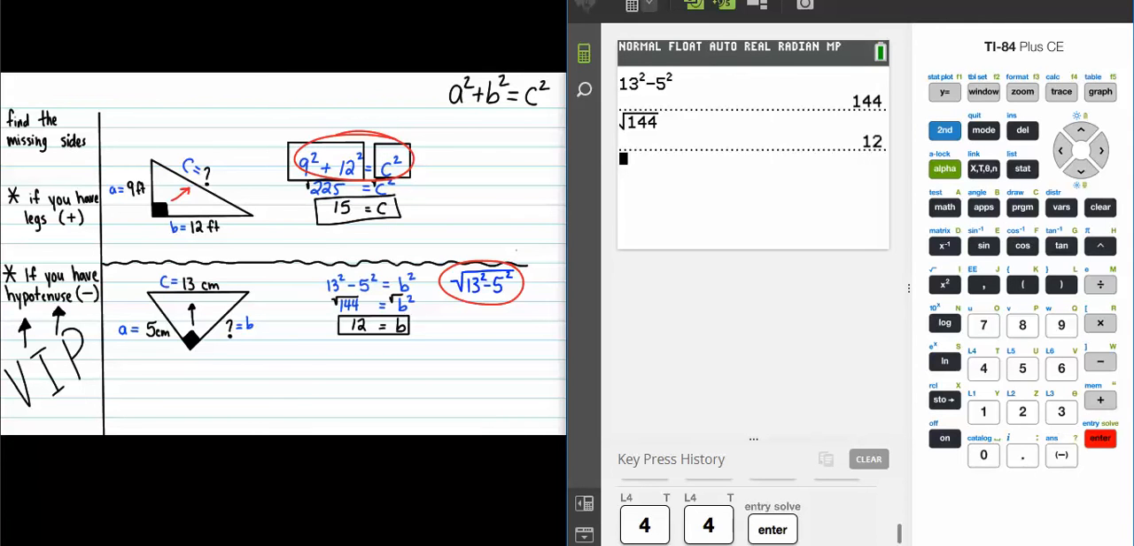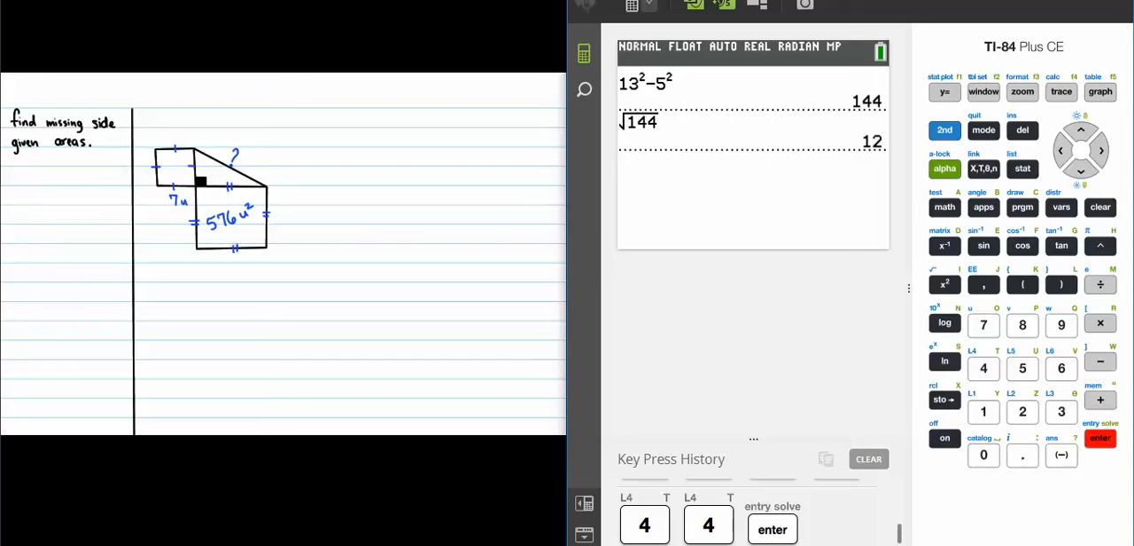Alright, now let's take a look at something like this. So if you have something like this, notice it's still a right triangle, and I'm still asking for the missing side, except this 576. That's not a number you're used to seeing there. The reason is it's an area. So how do you handle this if I give you an area?